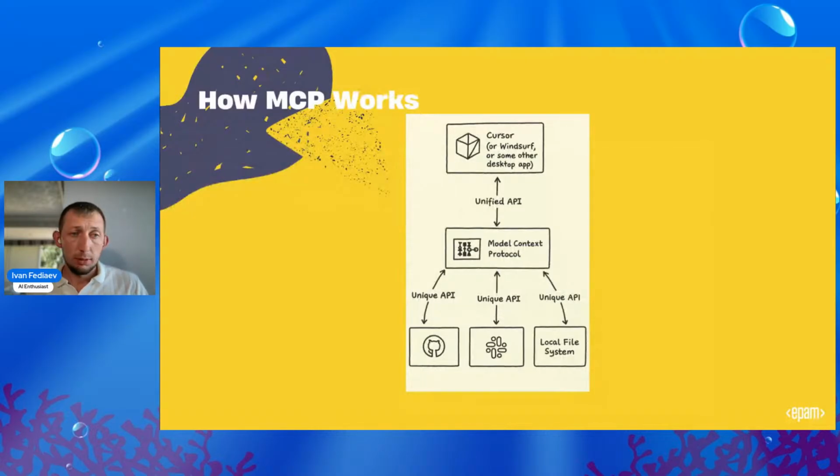Another example is also Cursor, Windsurf, or some other desktop application. You can think about it as a unified API. You don't need to know the API of each tool like Slack, GitHub, Figma, etc. You just need to know how to connect to them, and then the Model Context Protocol helps us communicate with their unique APIs.